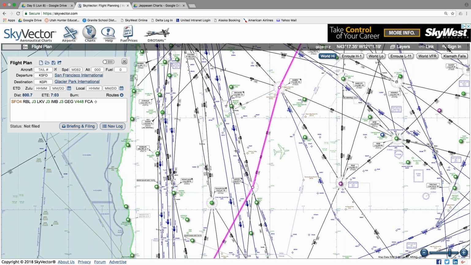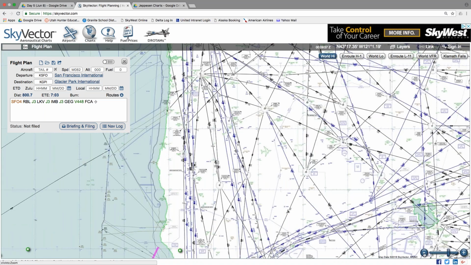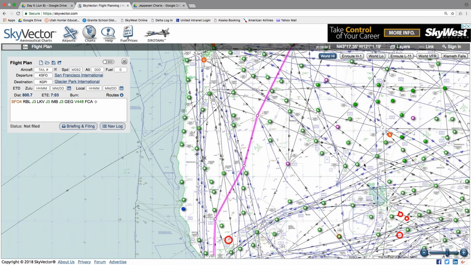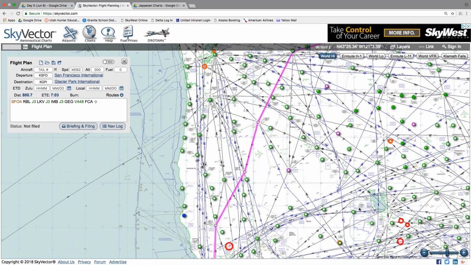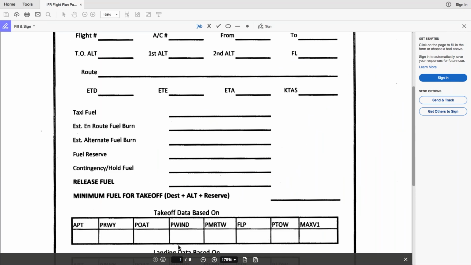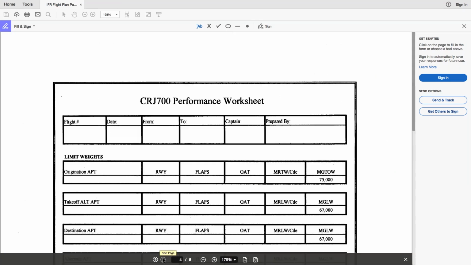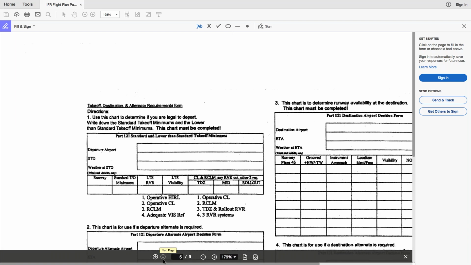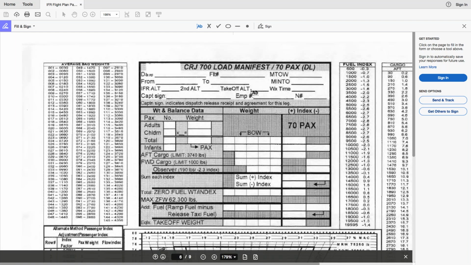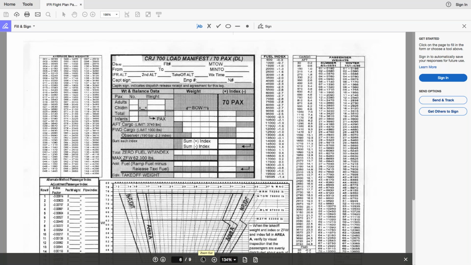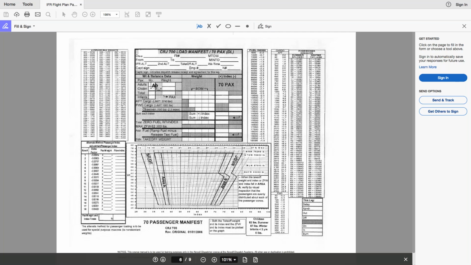So now that I have my route, there's a couple things that we can do here. But I think what we're going to do is go into our weight and balance chart now, and we're going to start working on this packet here. Okay, so let's go into our weight and balance, and we're going to fill this out.